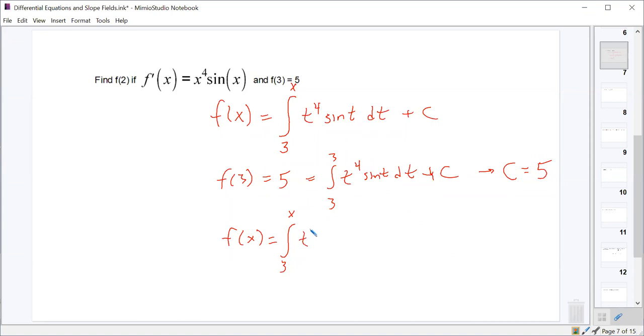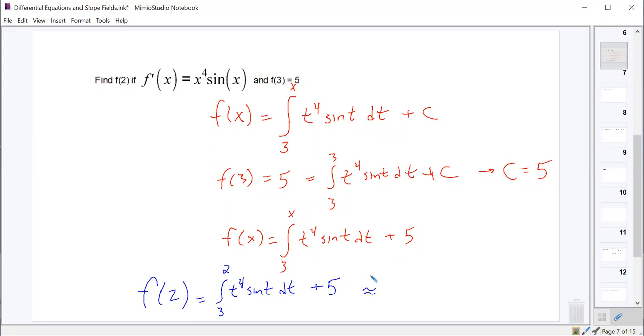And so we would then say f of x should be equal to the integral from 3 to x of t to the 4th sine t dt plus 5. And if we were looking for f of 2, which is what it asked us for, what's f of 2? It's just the integral from 3 to 2 of t to the 4th sine t dt plus 5. And your calculator will be able to tell you a very good approximation for that.